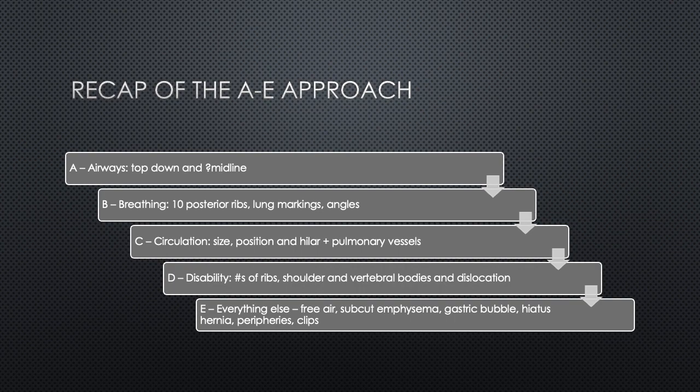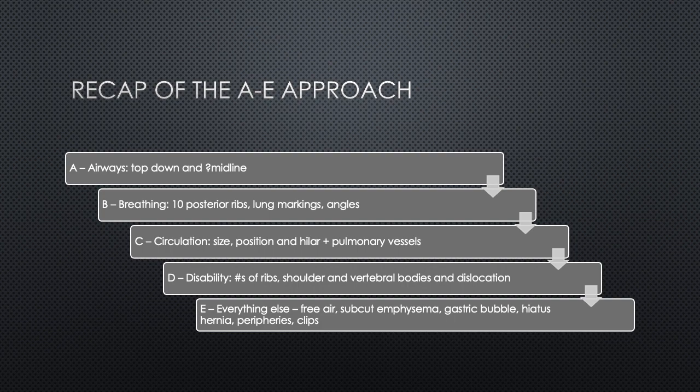So the A to E approach that we covered in the last session was A for airways. You're looking from the top down, checking if everything is midline in terms of the trachea and the mediastinum. With the breathing, you want to make sure you can count enough ribs to make sure there's adequate expansion, and check the lung markings go to the edges. Check the costophrenic angles to see if there's any blunting and possible effusions.